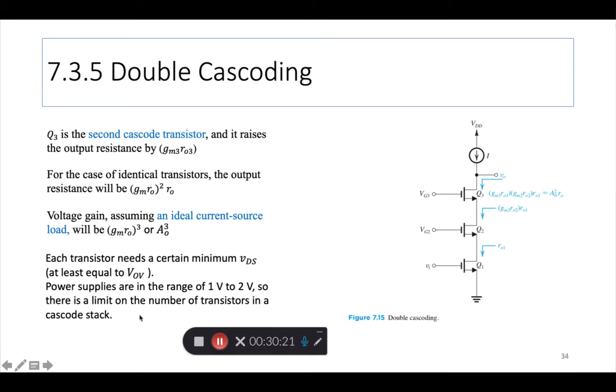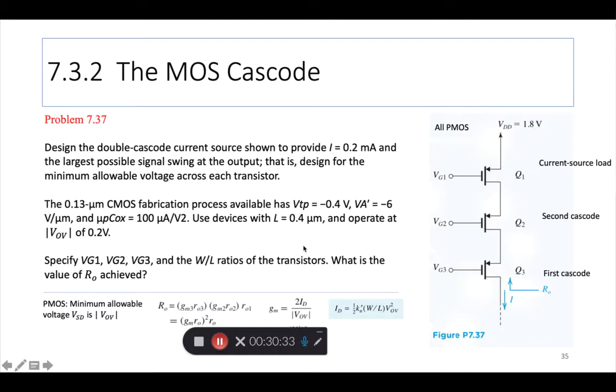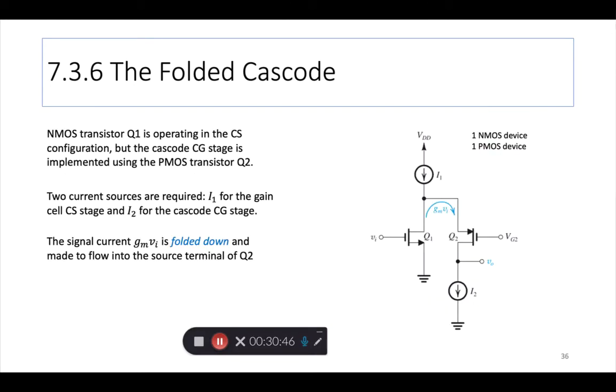So double cascoding is possible, but triple cascoding and quadruple cascoding may not be feasible because of the power supply issue. Okay. All right. So I do have a problem on double cascoding, first cascode, second cascode. We'll come back and look at this later, next recording. Let's move on to something more interesting called a folded cascode.